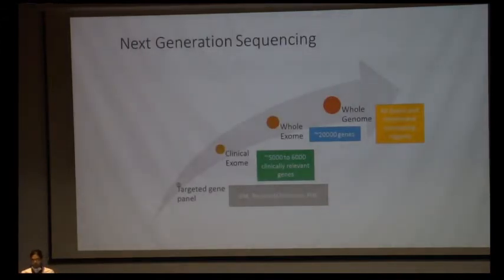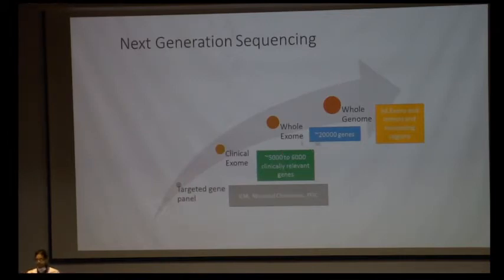The scope of tests which can be done through next generation sequencing could be targeted panels, and these may range from a few genes, for example, like in the PFIC panel, or several tens to 100 genes like in a neonatal cholestasis panel, or several hundred genes like in an inborn errors of metabolism panel. A clinical exome is a common test offered by a number of genetic laboratories in India. This consists of testing about 5,000 to 6,000 clinically relevant genes. These are genes which are known to cause diseases.